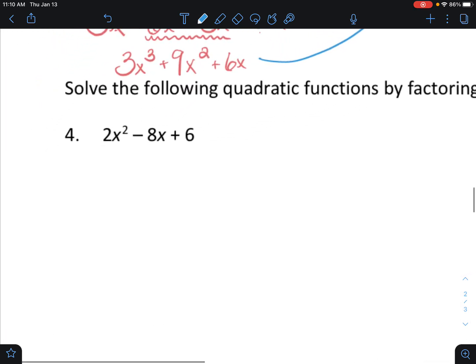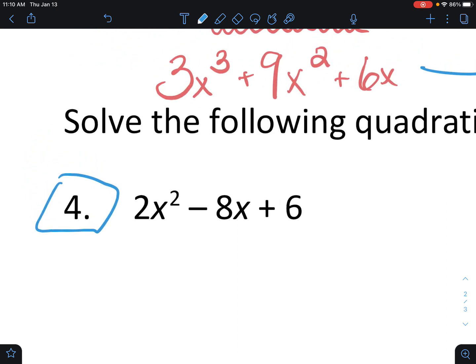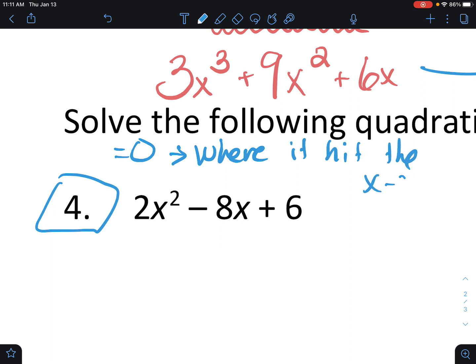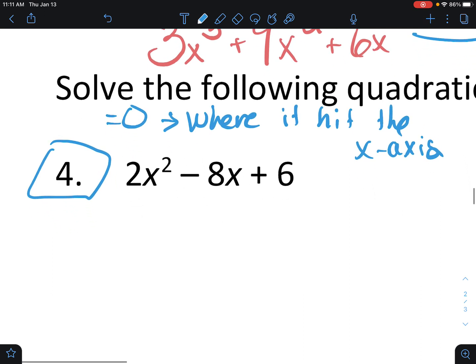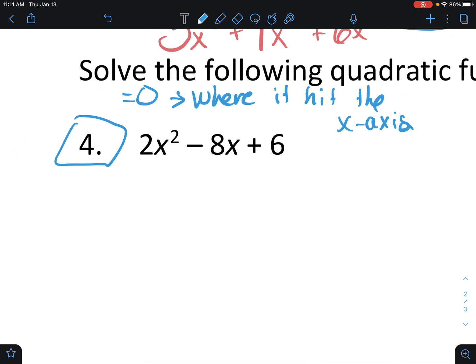So looking at number 4, it says solve the following quadratic functions by factoring. That means we are going to set it equal to 0 and figure out where it hit the x-axis. So just like what you did in notes number 0, we're going to set it equal to 0 and talk about where it hit the x-axis. So if I look at example number 4, I have 2x squared minus 8x plus 6.